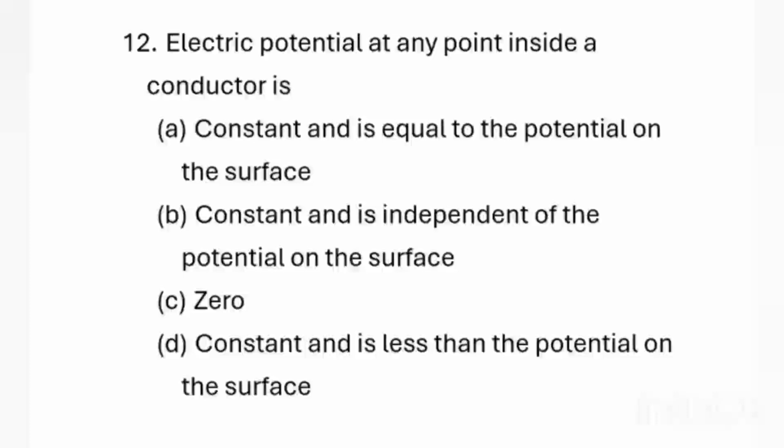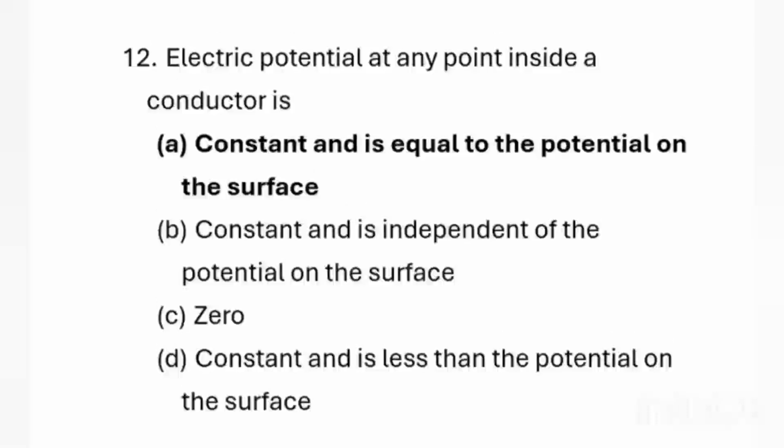Question number 12. The electric potential at any point inside a conductor is option A, constant and is equal to the potential on the surface, option B, constant and is independent of the potential on the surface, option C, 0, option D, constant and is less than the potential on the surface. Here the correct answer is option A, constant and is equal to the potential on the surface.